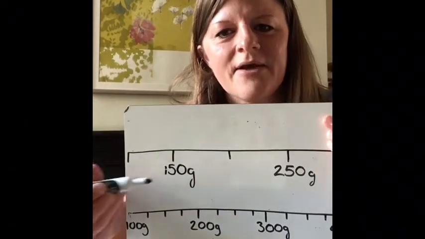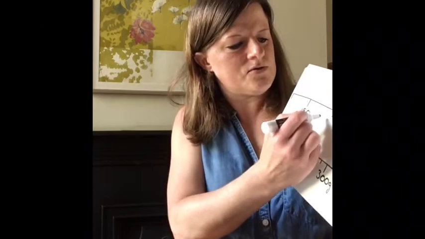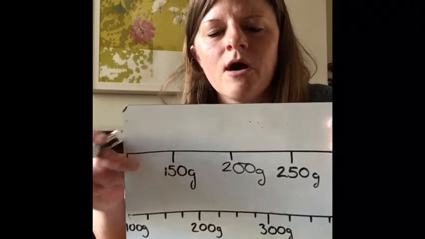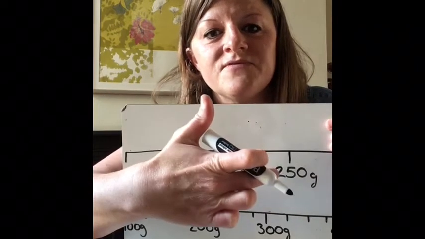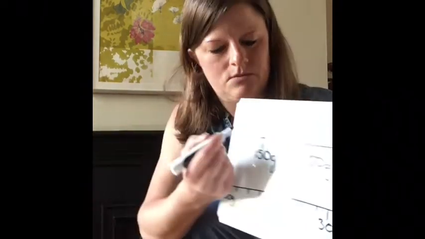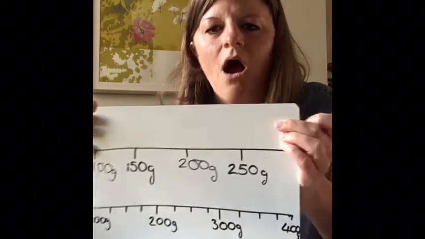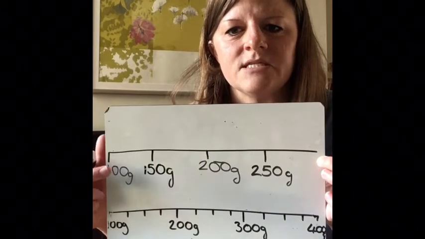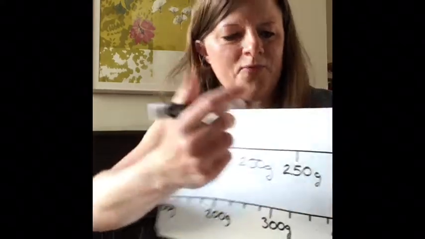Okay, that's right, they're going up in 50s. What would this missing one be then? 200 grams. What would the one before 150 grams be if they're going up in 50 increments? 100 grams, well done. And what would the one after 250 be? If they're all going up in 50s, 100, 150, 200, 250, 300.